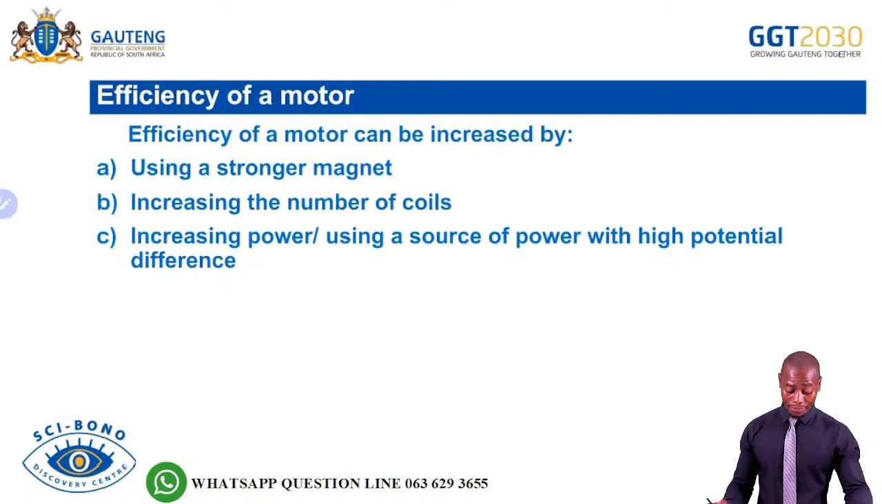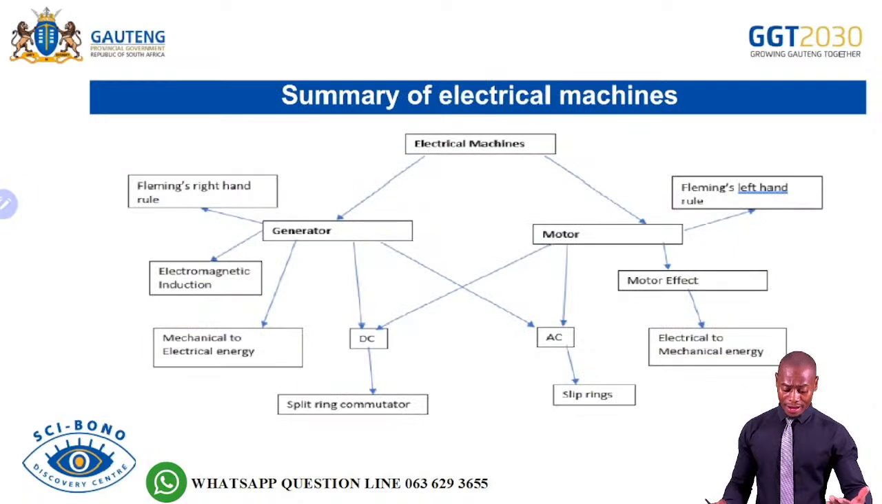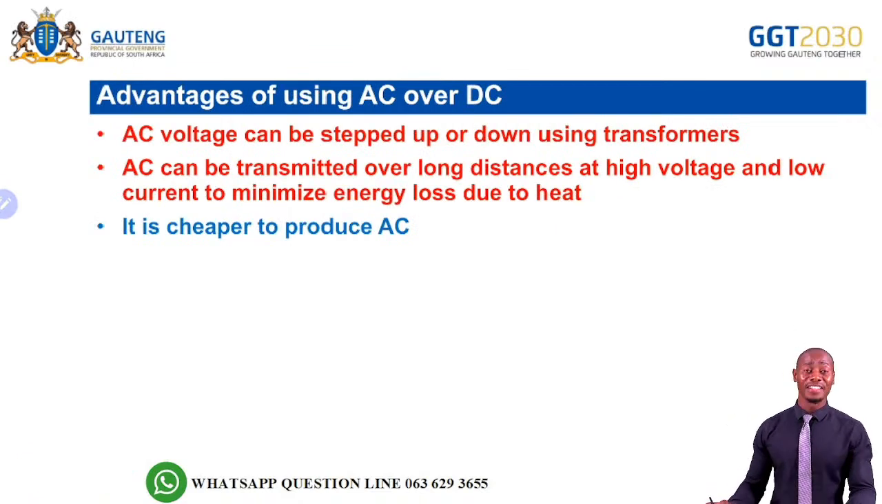Then this is just the summary. We have talked about this already. Then the summary of both machines, generator and motor. We have talked about this already. Then advantages of using AC.